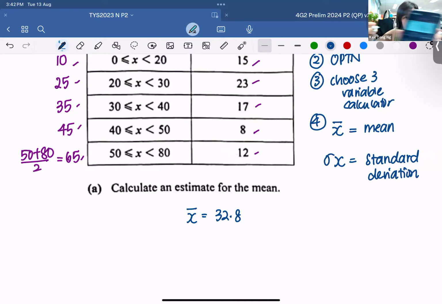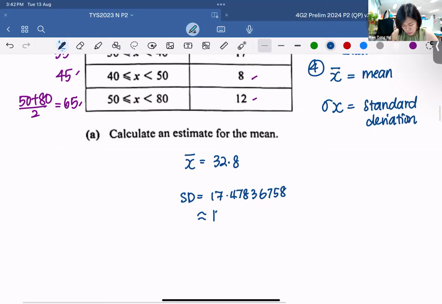Okay, then this icon. Oh no, where's the icon? The second last from here, this one over here. Okay, let's try the calculator. So this one is my standard deviation, and in this case, my standard deviation will be 17.47836758. I'm going to be careful. I copy as much as I can. Then I round it off to 3 significant figures.